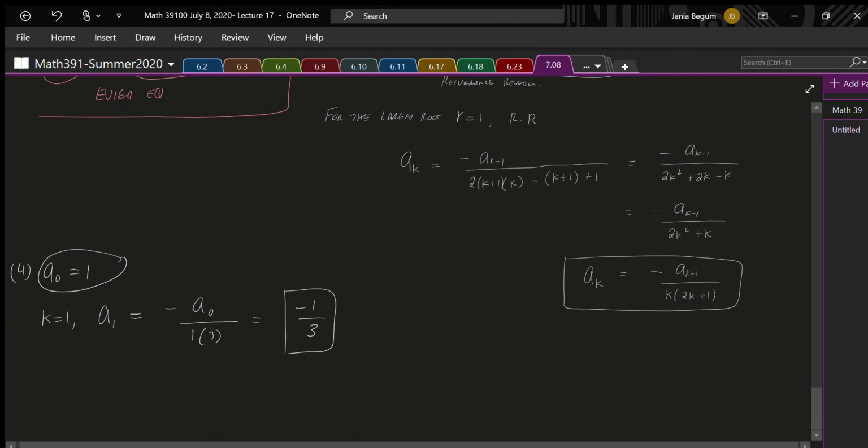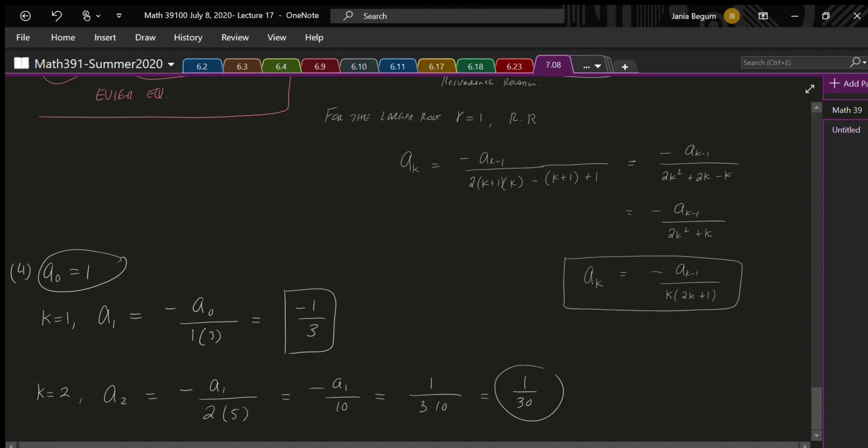Let's go for 2 more. So if k is equal to 2, we have a sub 2. That's going to be negative a sub 1 over 2 times, so k, 2 times 2 plus 1, that's 5. So we have negative a1 over 10. Well, we know what a1 is. We just computed that previously. So that's negative 1/3. Plugging it in, we have positive 1 over 3 times 10, that's 1 over 30.